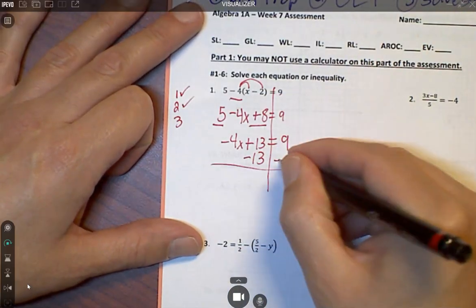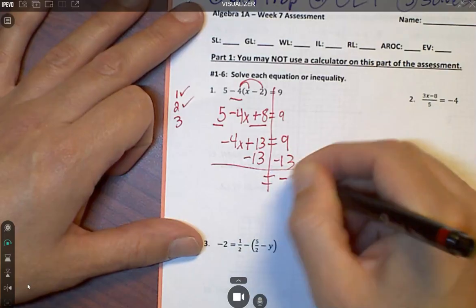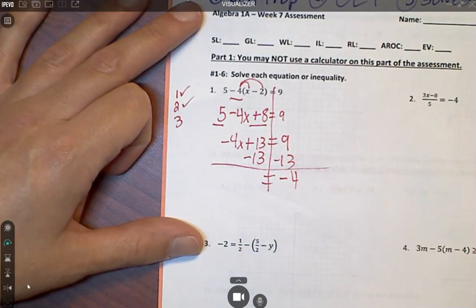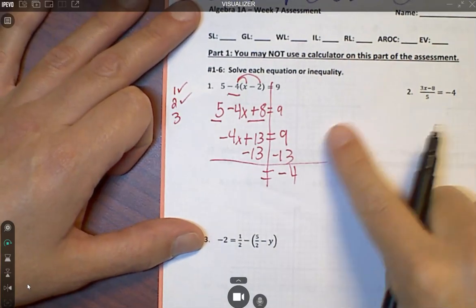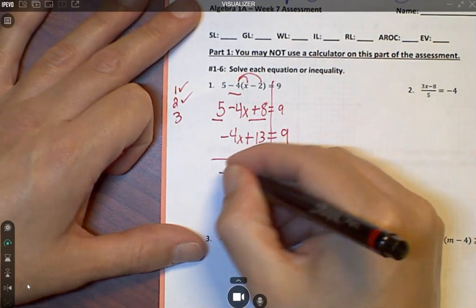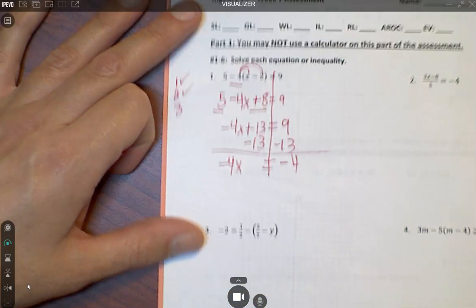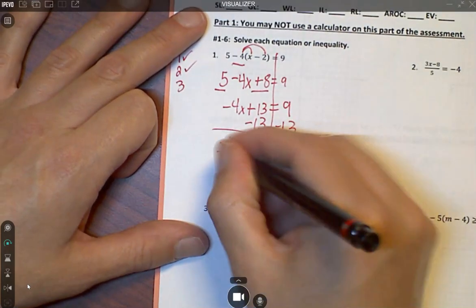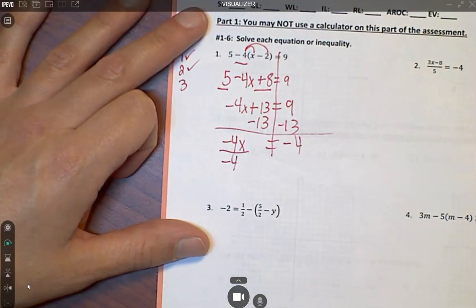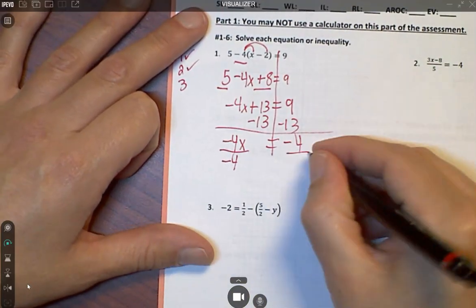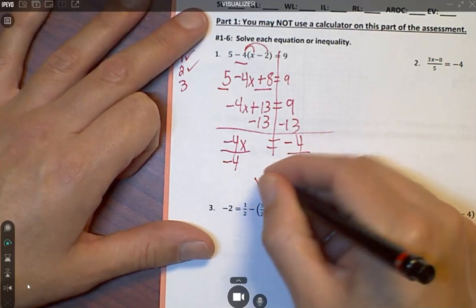Alright, solve sequence. Trying to get x by itself. This is all integer work. If you don't know your integers, this can be tough for you. So different signs, subtract. Okay, what undoes multiplying by -4? You have to do the exact opposite of multiplying by -4, or undo it with division.